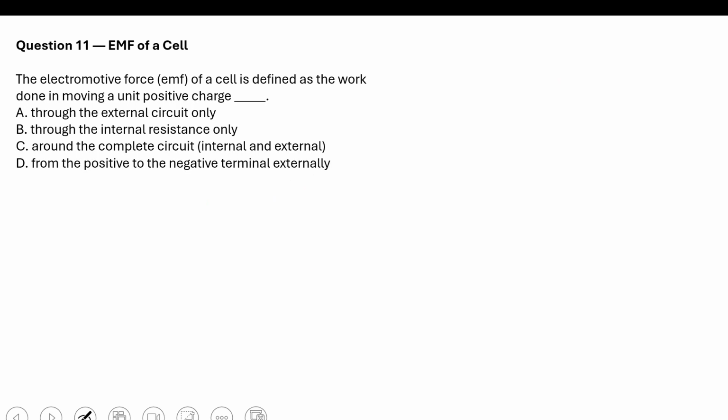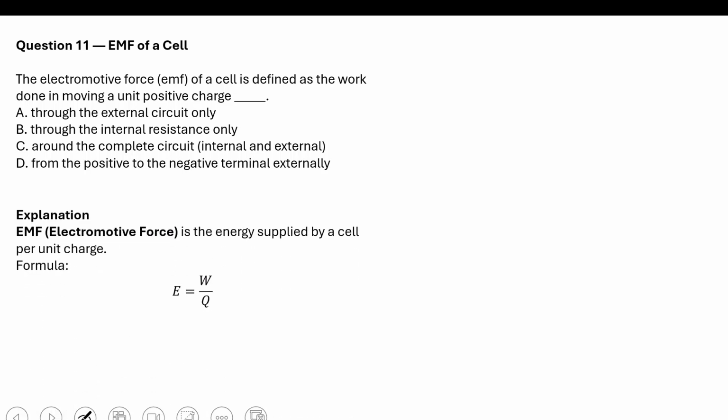Right, so the next question is going to tell us about EMF. It's a theory, non-calculation question. It says that the electromotive force, EMF, of a cell is defined as the work done in moving a unit positive charge dash. So what is it exactly? The answer is that EMF is the energy supplied by a cell per unit charge. The formula for EMF is the energy over the charge.